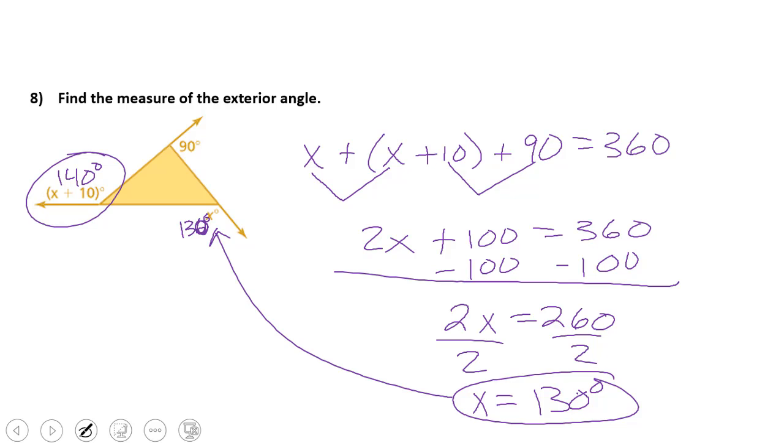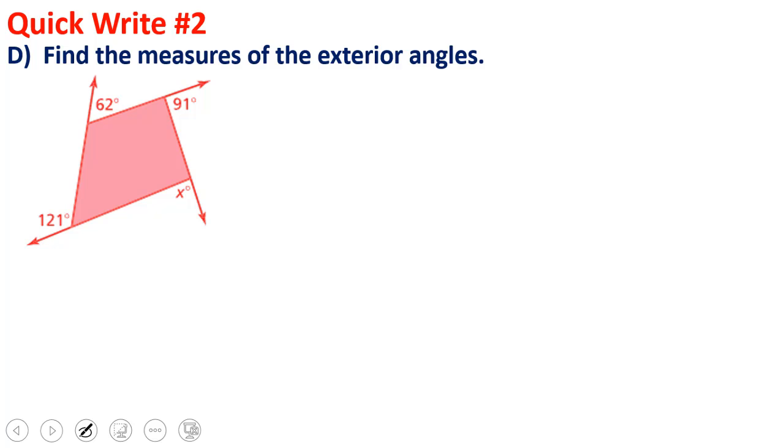Ladies and gentlemen, it's pretty straightforward, taking fantastic notes. It's now time to do our last quick ride of the night. And of course I gave you this copy, so no worries. All you got to do is find the measure of the exterior angle x by following the formula and knowing that for the exterior angle measures, the sum for a convex polygon is always 360 degrees.